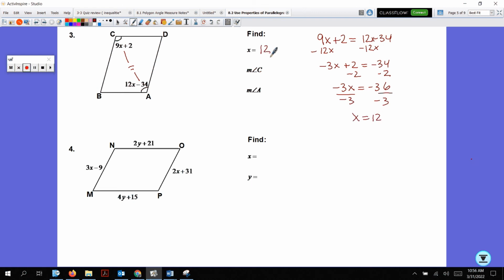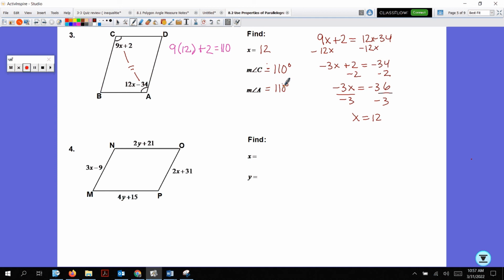Fabulous. 12. When it says find the measure, what do we do when we solve for x? We plug it in. That's what we do. Okay, so 9 times 12 plus 2 gives us the measure of C, which is 110. So C is 110 degrees. And A and C are congruent, clearly, so A is 110 degrees.